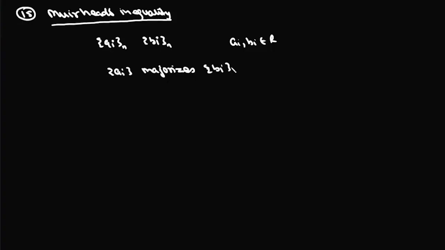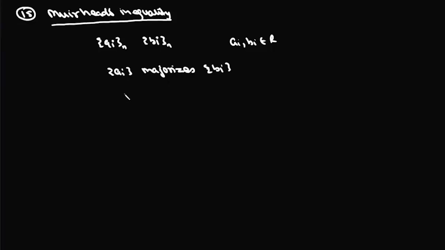Now this inequality simply says if we have two sequences ai and bi, which are sequences of real numbers, ai, bi belonging to R, and each sequence containing n terms, such that this sequence ai majorizes this sequence bi. Now what does that mean?